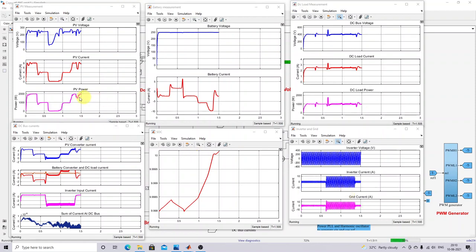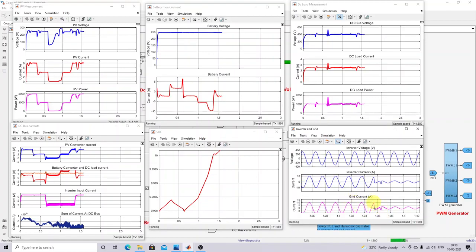Just see that. After the change of that condition, once again PV extracts the maximum power, around 2000 watts. Because of that, it charges the battery, supplies the power to the DC load, and also supplies the power to the grid. Now we can zoom in on this one. Now you can see that the phase sequence is now reversed. So the AC grid receives the power from the solar PV with the battery energy storage system. So this is the working of this model.